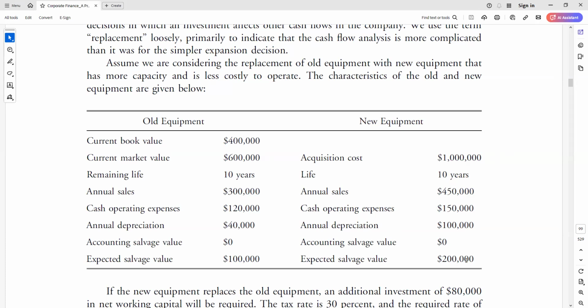Expected salvage value 200,000. But my question in here, why do you think this guy would like to replace the equipment? What is the main reason? Just have a look at the table, which is given here, and you can come up with the idea why this guy would like to replace the equipment. Increase sales? Yes, we can see the sales dramatically increase, like from 300 to 450. But in the previous case, we had cost cutting, like efficiency in terms of the cost. But in this case, it's a sales matter, yeah?